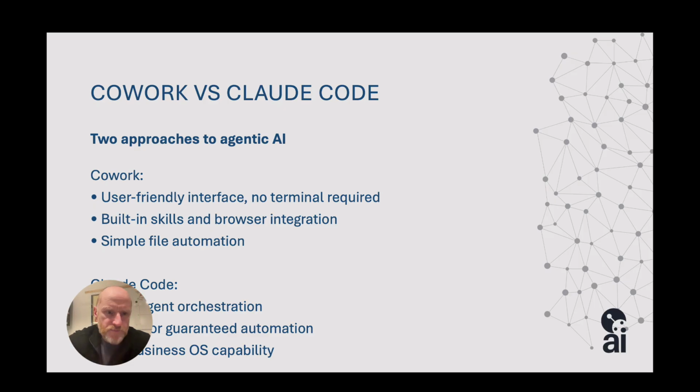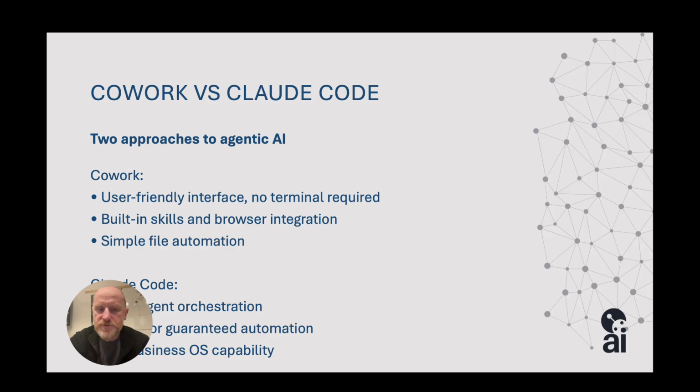Claude Code, on the other hand, is multi-agent orchestration. Much more flexible. It's yours. It lives on your machine. It operates on your files, and all the files it can see, all that goes on, not just what goes on in a single chat. That's important. Hooks for guaranteed automations, full business OS capabilities.